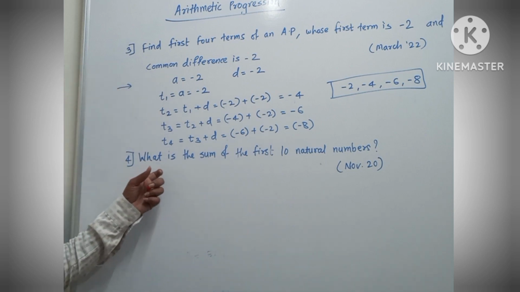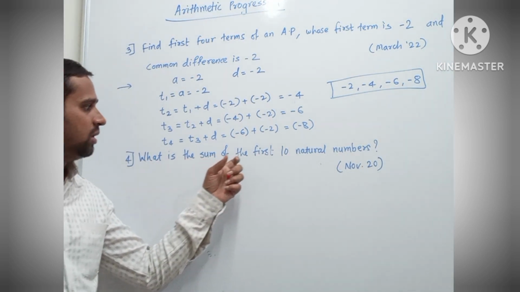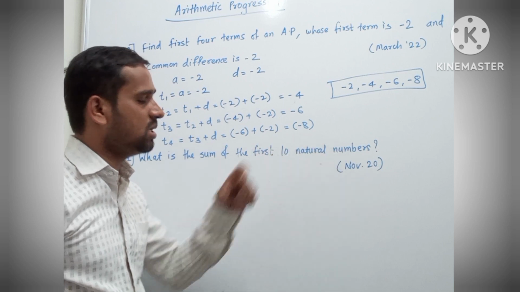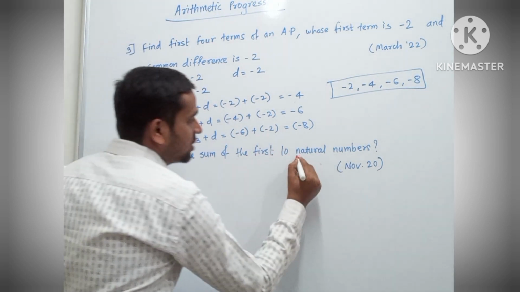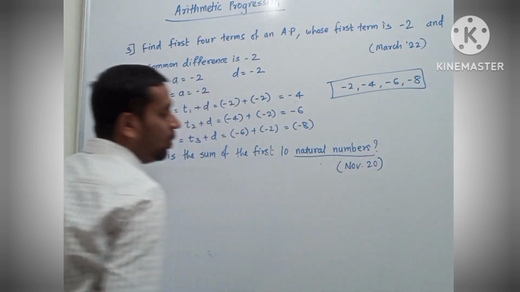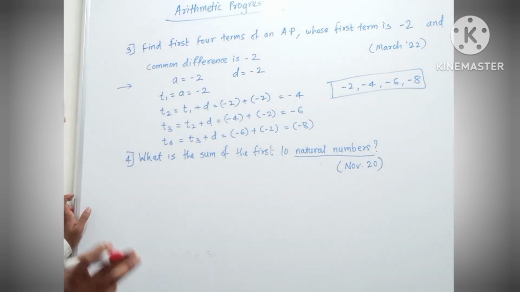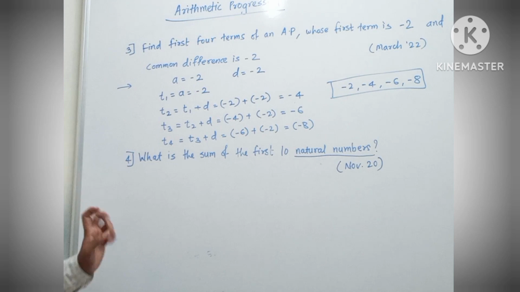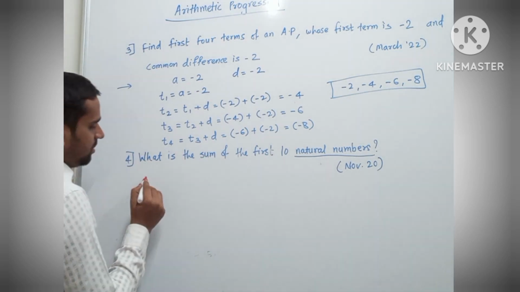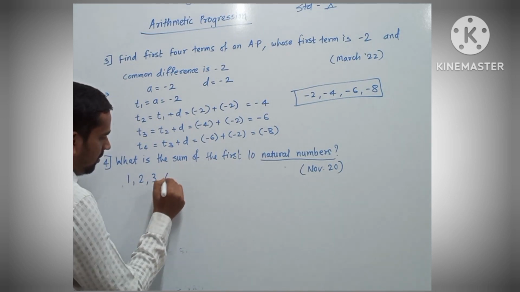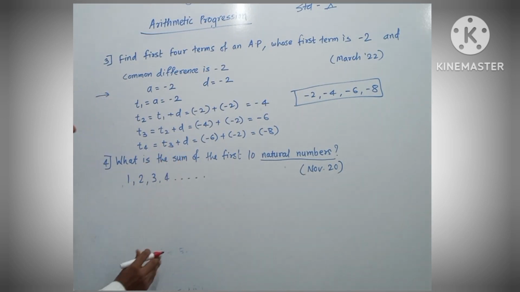Let's look at the next example. What is the sum of the first 10 natural numbers? It is a more important example. Okay, the first 10 natural numbers. You must know what are natural numbers, prime numbers, composite numbers, odd numbers, even numbers. So natural numbers are 1, 2, 3, 4, etc.